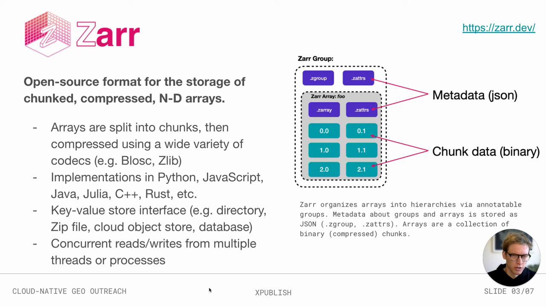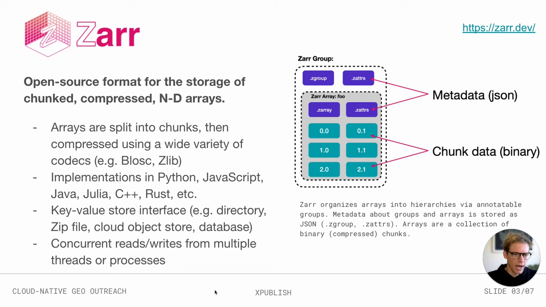This is what a Zarr group looks like. So a group is made up of one or more arrays. And then the metadata for these groups and for the arrays is stored in JSON. So the .zattrs, .zarray, or .zgroup objects. And then the chunks themselves are binary blobs that are arranged based on their layout in the overall n-dimensional array.